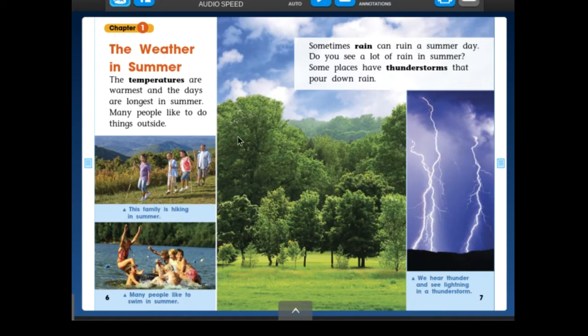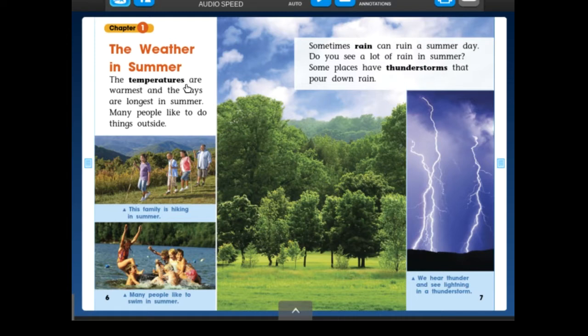I'm going to read it one more time and listen carefully to see if you hear people outside and maybe why. The temperatures are the warmest and the days are longest in summer. Many people like to do things outside. Did you hear it right there? It says many people like to do things outside. Did it tell us why?